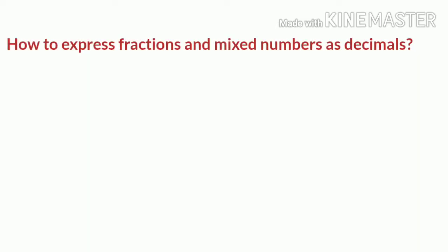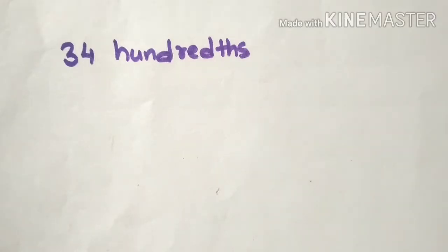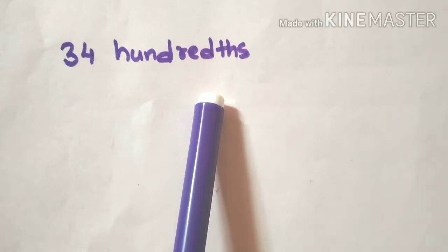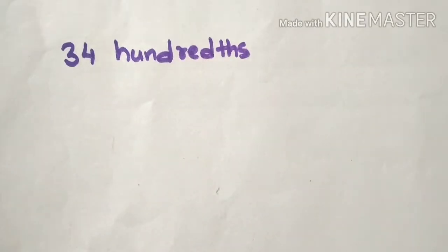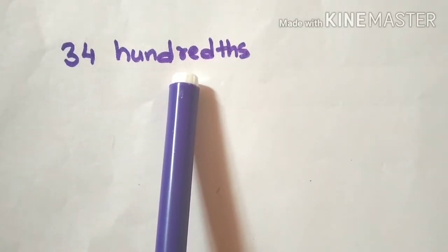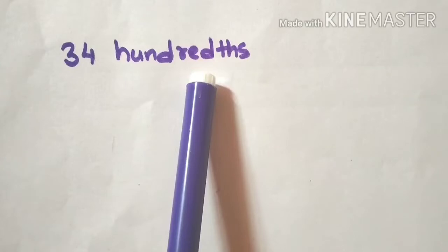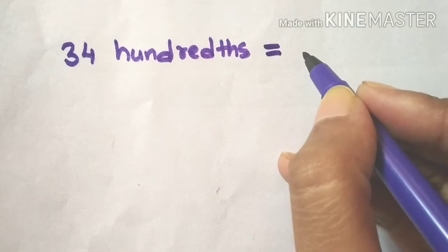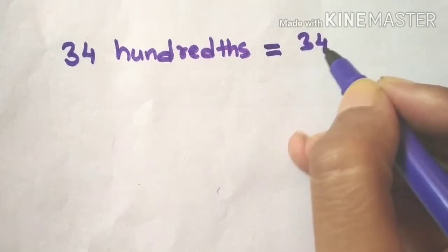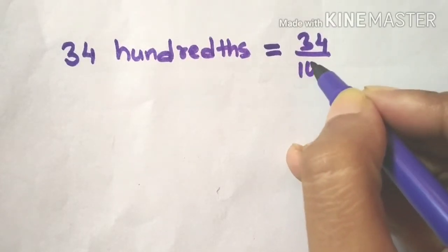Now students, you will learn how to express fractions and mixed numbers as decimals. Now students, look at this question. Suppose we want to write 34 hundredths in the form of a decimal. So what we will do is, we will first write 34 hundredths in the form of a fraction. So when we write 34 hundredths in the form of a fraction, it will become 34 divided by 100.